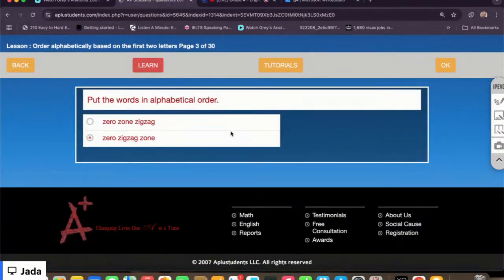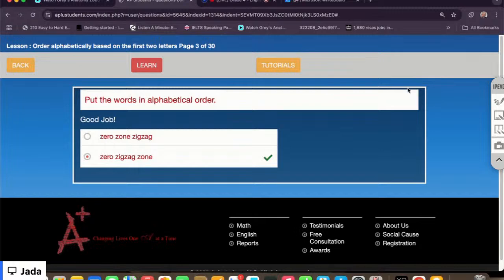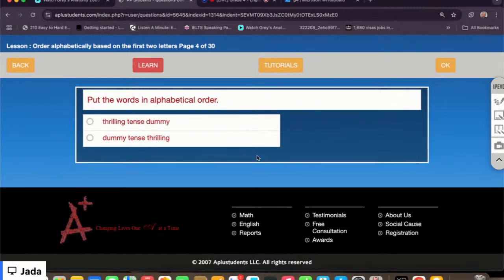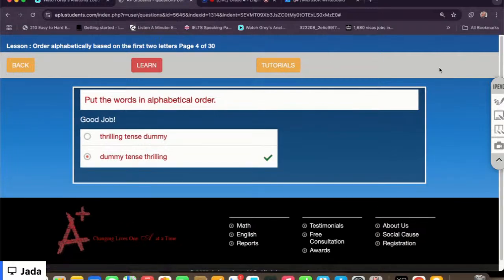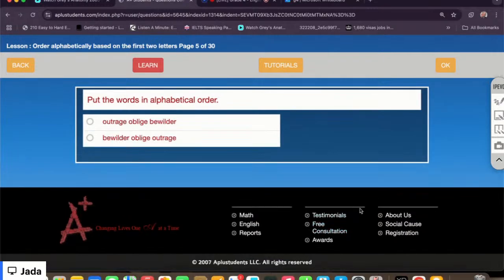Option two. So we have zigzag, zoo, and then zone. So of course we have E. So Z E comes first before I, then O. So this was the one we did in the tutorial. So we have dummy, tens, then trilling. Next, outrage, oblige, and bewildered. So which one comes first? Tell me your answer.